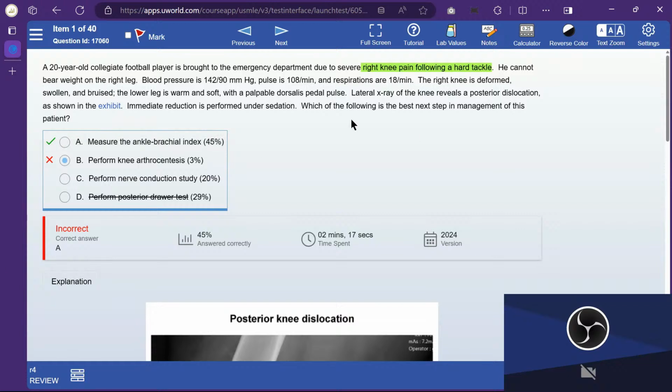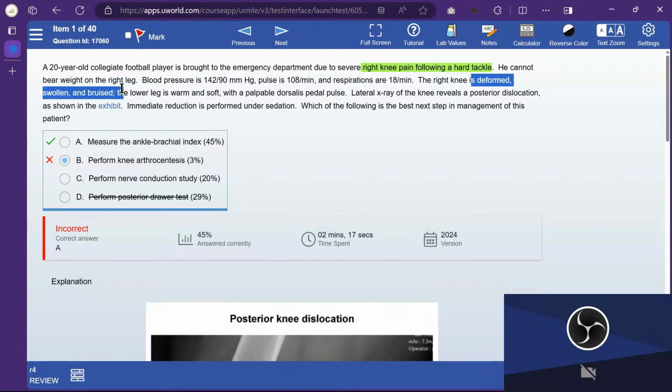Okay, starts with this question. A 20-year-old football player has right knee pain following a heart attack. Like Messi, Ronaldo, they may suffer this sort of injury now and then. He cannot bear weight on his right leg. Blood pressure normal, pulse all right. The right knee is deformed, swollen.